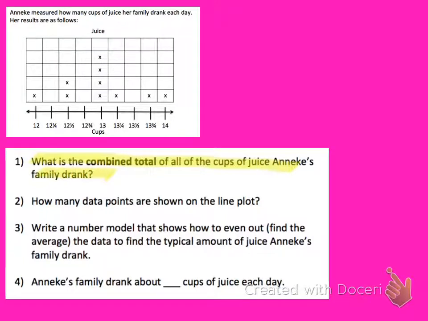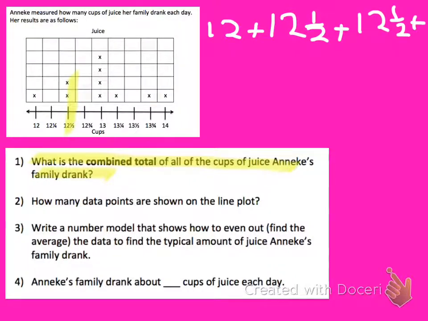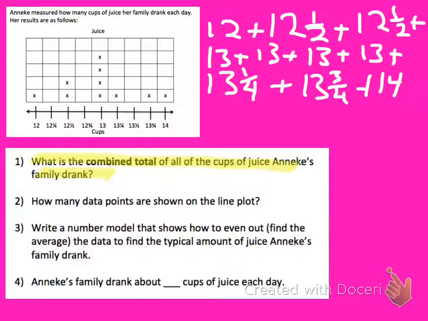So we have to add up all of the numbers from the number line. So the first one is 12, next to 12 1/2. Oopsies, I'm sorry. 12 1/2 plus 12 1/2. I'm going to keep going until I have all this data. And again, I'm going to add up the fractions first. So on this one I have 3/4 plus 1/4 is 1 whole, plus 1/2 is 1 1/2, plus another 1/2 is 2. So with my fractions I have 2.